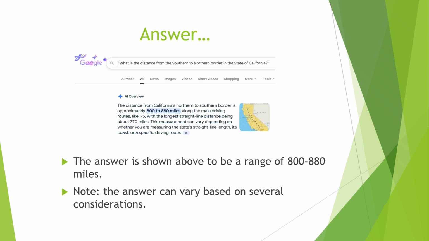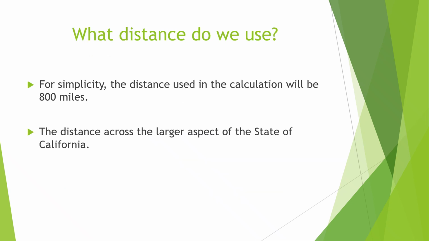To start with, the question needs to be entered into a search engine. In this example, and others into the future, I will use Google as my search engine of choice. Upon entering the first question into Google, the answer above is the response. The distance of California from the southern border to the northern border is a range of 800 to 880 miles. The distance that we will use for our calculation will be 800 miles.